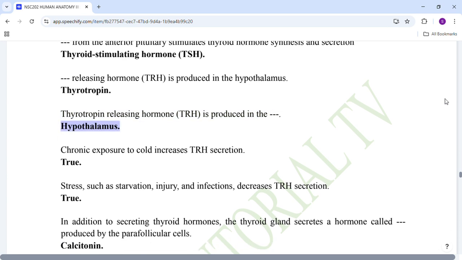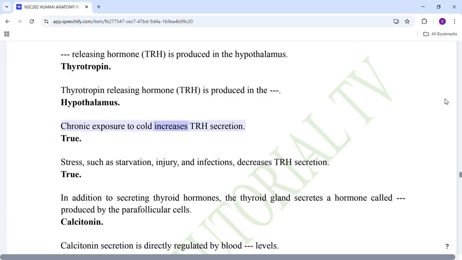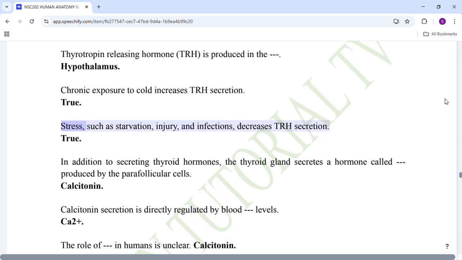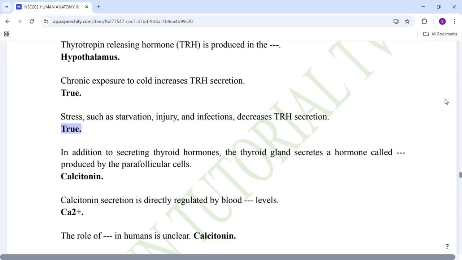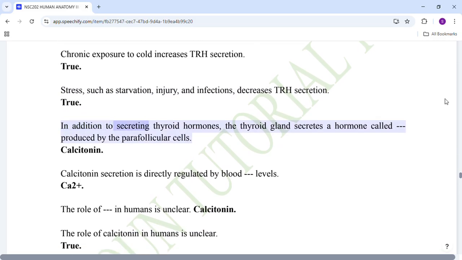Chronic exposure to cold increases TRH secretion. True. Stress, such as starvation, injury, and infections, decreases TRH secretion. True. In addition to secreting thyroid hormones, the thyroid gland secretes a hormone called calcitonin, produced by the parafollicular cells.